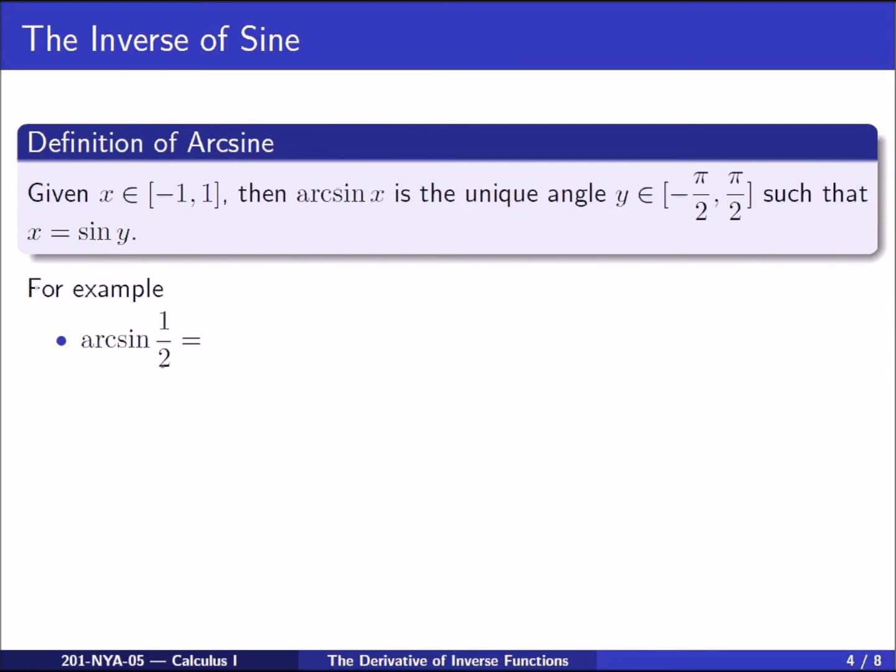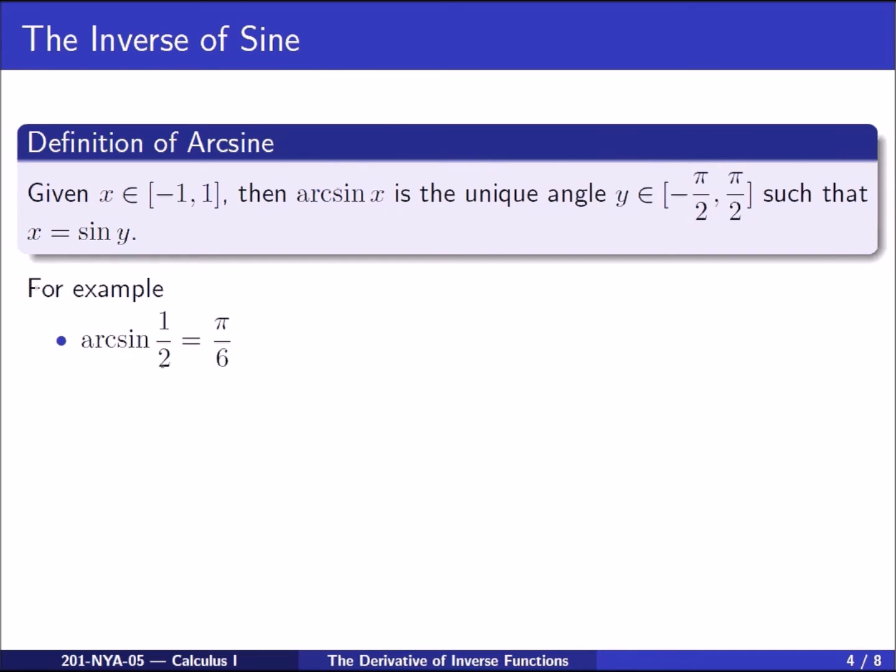So remember, the arcsine is an angle. So we're looking for an angle between minus pi over 2 and pi over 2, where the sine of that angle is 1/2. There should be a unique answer. Try to find it. Pi over 6. So the answer is pi over 6.